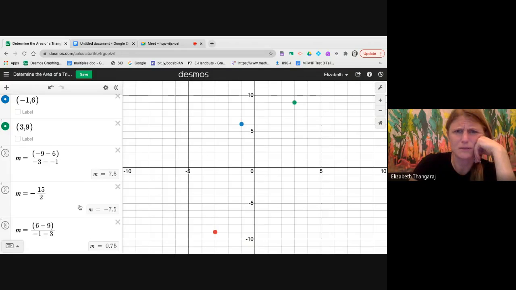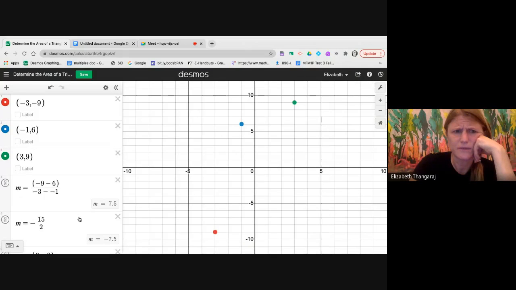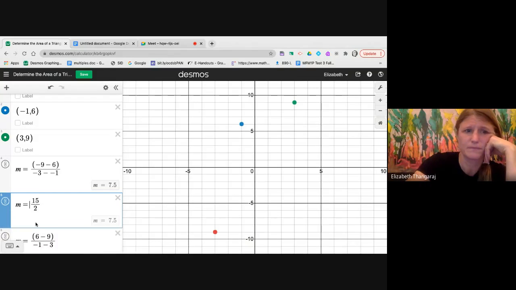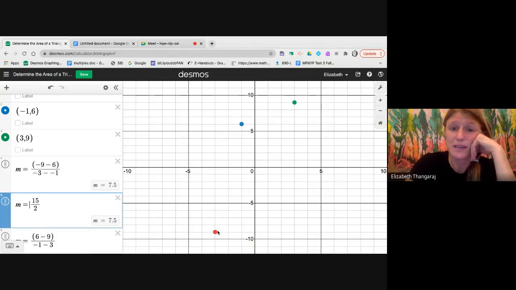How is that possible? Between -9 and 6. Oh, sorry, plus. It's +15/2. The slope between these 2 points is +15/2. It's going up 15 and across 2. Let's check the next one.